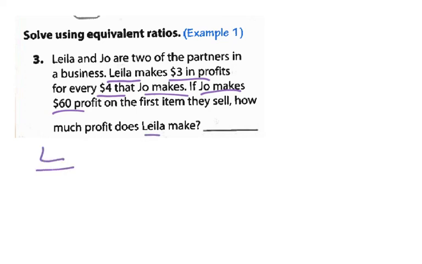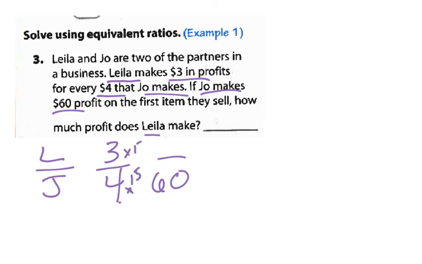So again, we're comparing Layla to Joe. Layla makes $3. Joe makes $4. They're saying Joe is making 60. So then you're going to say, how do we get from 4 to 60? You're going to have to figure that out. What times 4 gives you 60? And then you have to multiply 3 by the same thing. Well, I know it's 15. So that gives me 45. So it's $45 that would be the answer.